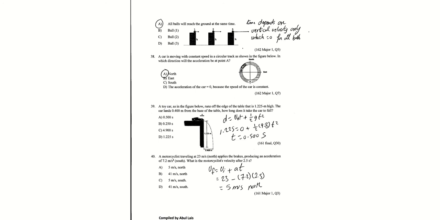So here I again use v final equals v initial plus a t. Now what's the v initial? It is 23. Is it plus or minus? It is plus because it's north. Then the acceleration is minus 7.2 meters per second squared because it is south, multiplied by 2.5 seconds. Now just subtract these two from each other, you will end up with 5 meters per second, and because it's plus, I should use north.